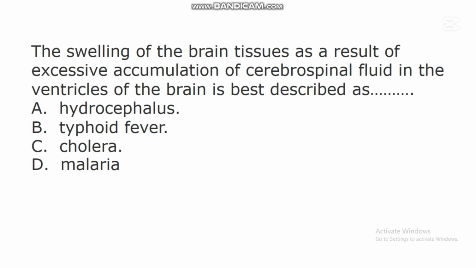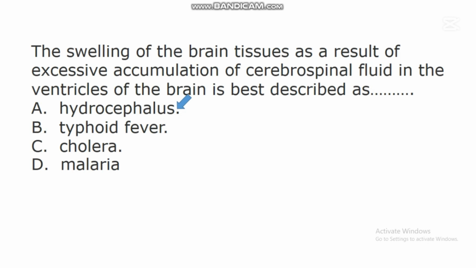The first question says, the swelling of the brain tissues as a result of excessive accumulation of cerebrospinal fluid in the ventricles of the brain is best described as dash. A. Hydrocephalus. B. Typhoid fever. C. Cholera. D. Malaria. In this question, the correct answer is A. Hydrocephalus.